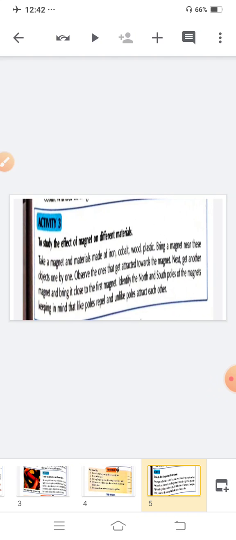Bring a magnet near these objects one by one. Observe the ones that get attracted toward the magnet. Next, get another magnet and bring it close to the first magnet.